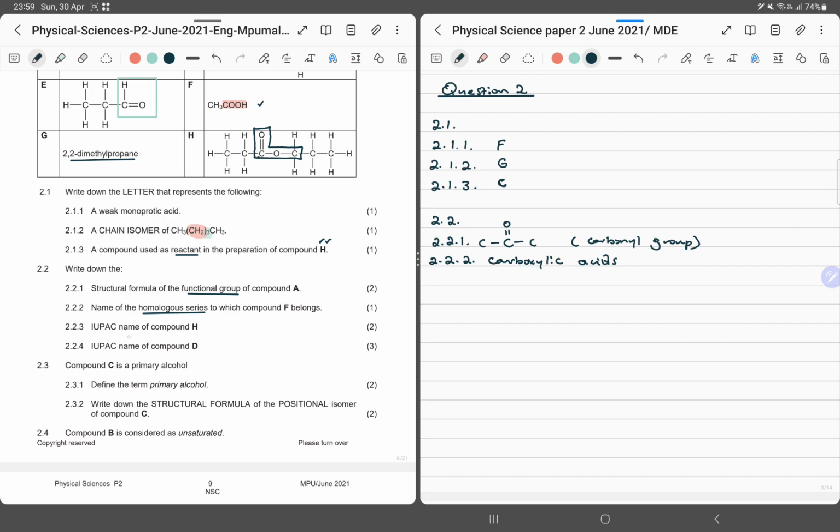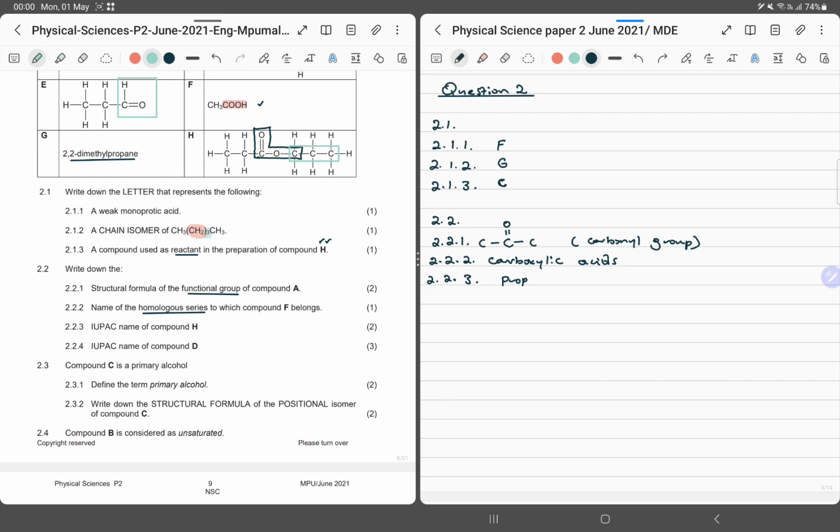All right, and then 2.2.3 says the IUPAC name of compound H. Of course, we start with the propyl group here, right? It's 3 carbons, so it's going to be propyl.